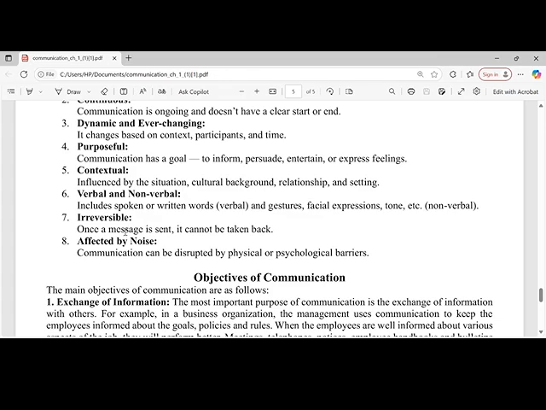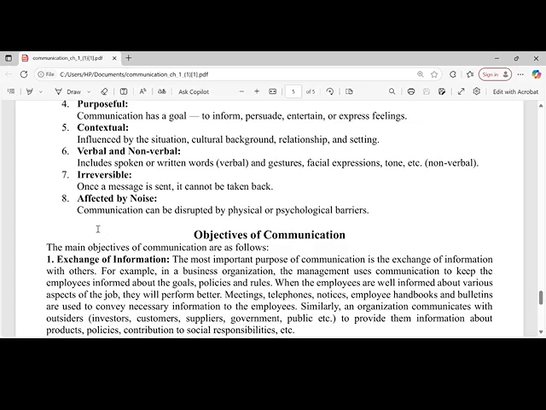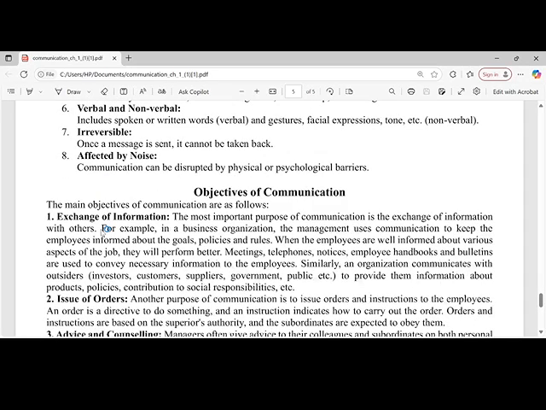If a person is not speaking in a good tone, then the receiver will not be able to understand, or he will not be interested in understanding or listening to the message. Irreversible: once the message is sent, it cannot be taken back. It is affected by noises, physical or psychological.